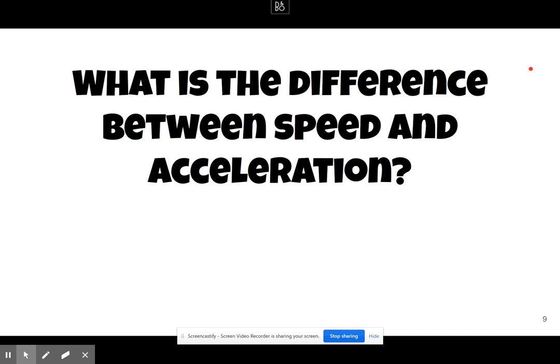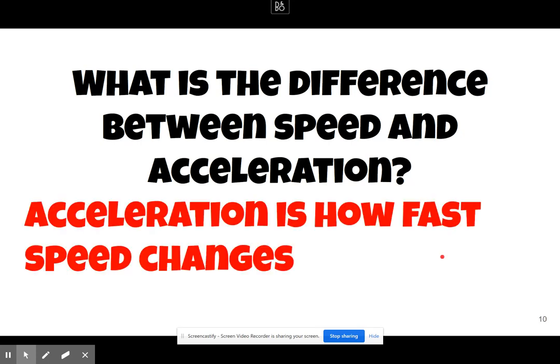All right, so now take a second and I want you to write down what is the difference between speed and acceleration. Well, acceleration is how fast the speed changes. So that is our key difference there for speed and acceleration. Acceleration is how fast speed changes.